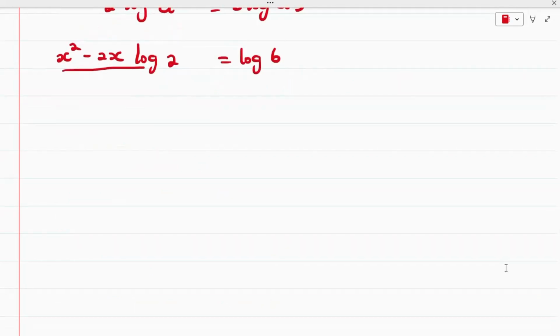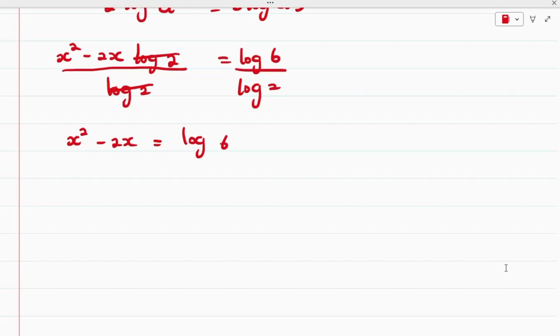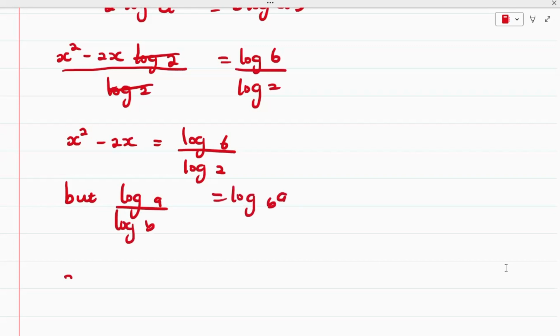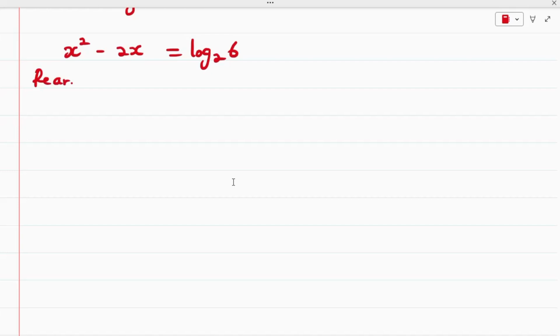So at this point, we want to divide both sides by log 2. This cancels out, so we have x² minus 2x equals log 6 divided by log 2. But we know that log a divided by log b equals log a base b. Hence x² minus 2x equals log 6 base 2. So at this point, we want to simply rearrange and set this equation to 0. So we have x² minus 2x minus log 6 base 2, equals 0.